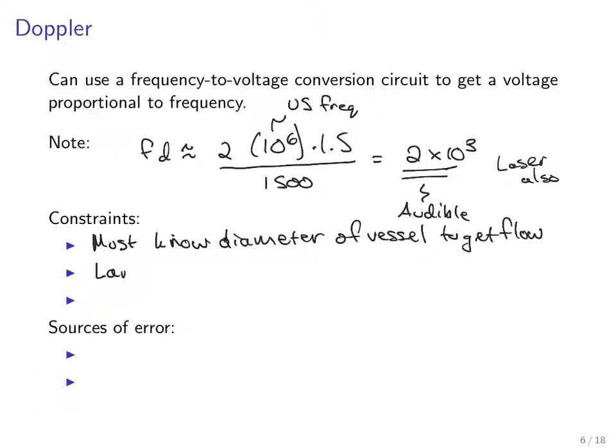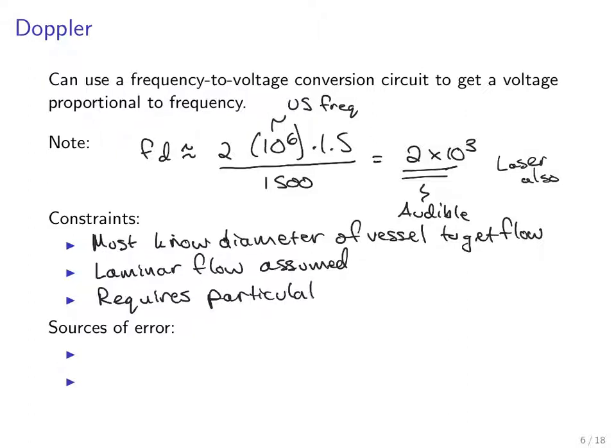Laminar flow is assumed here. We're assuming that red blood cells are just traveling along a straight line. And it requires particulate flow. That is, we can measure the flow of red blood cells in the serum, but we can't measure plasma without large particulates that will reflect off sound.